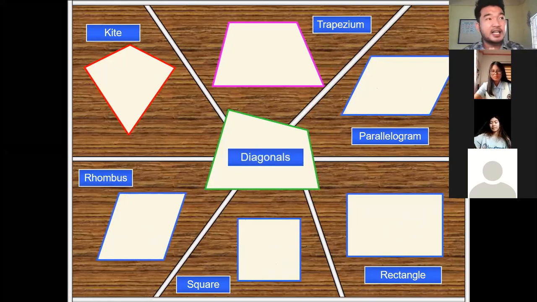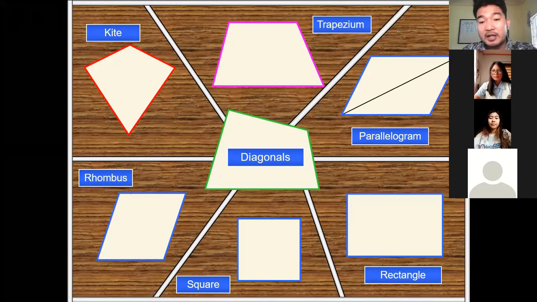Anong ibig sabihin ng diagonals? A diagonal is a line segment that connects the two non-opposite vertices of quadrilaterals. So ibig sabihin, yung hindi magkasunod, kundi yung magkatapat. Ito, if this vertex is connected to this vertex, then the line segment formed is what we call a diagonal. And we have the different properties of the diagonals of these different types of quadrilaterals.